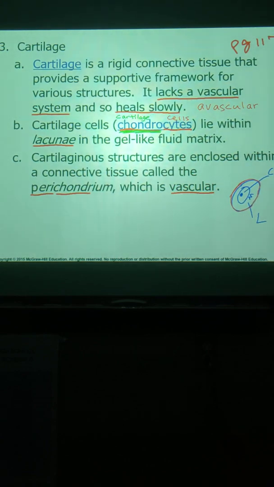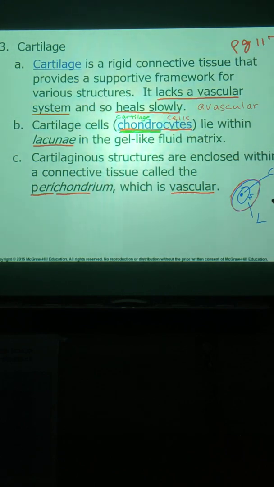Peri means a covering, to surround, to engulf. You know that chondr, add the D, add the R, means cartilage. So this means that it is covering the cartilage. It is vascular. So this is how cartilage actually gets the nutrients. Even though it doesn't have blood vessels actually in cartilage cells, because the perichondrium has a vascular system, blood vessels, cartilage is close enough by diffusion that it can get nutrients from the perichondrium and the blood vessels.